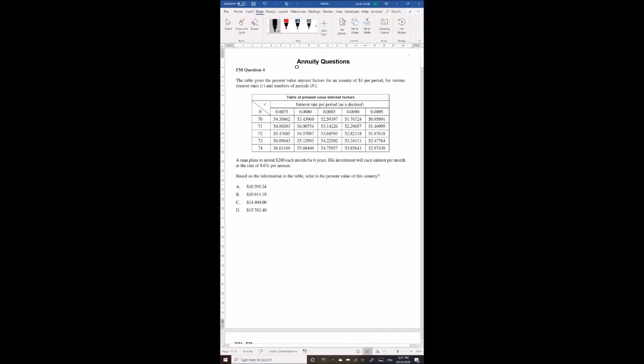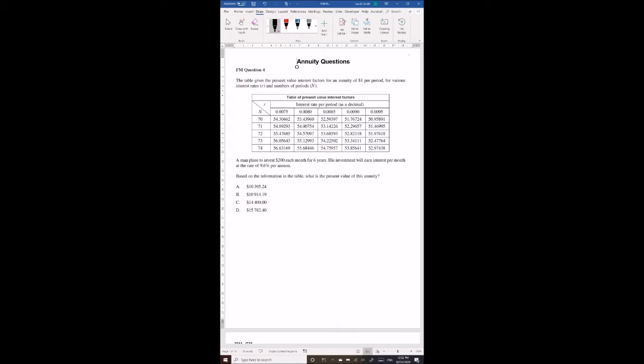Okay, so we're going to go through some past HSC questions or some HSC style questions on annuities. So our first question here is the table gives the present value interest factors for an annuity of $1 per period. The various interest rates are a number of time periods n. A man plans to invest $200 each month for 6 years. His investment will earn interest per month at a rate of 9.6% per annum. Based on the information in the table, what is the present value of this annuity?